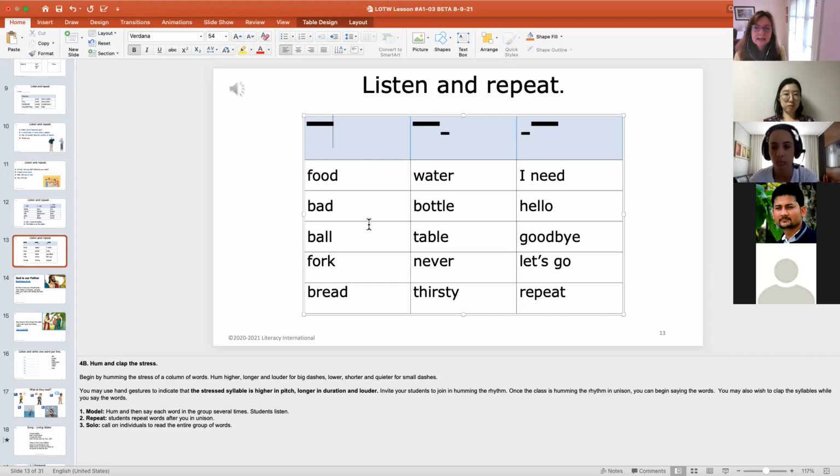Good. Now, if you want, you can also have the whole class humming and clapping in unison. Sometimes that's fun. So let's try that with the clapping and see how that works. Class, clap along with me and let's do this 1 syllable. Here we go. Food, bad, ball, fork, bread.